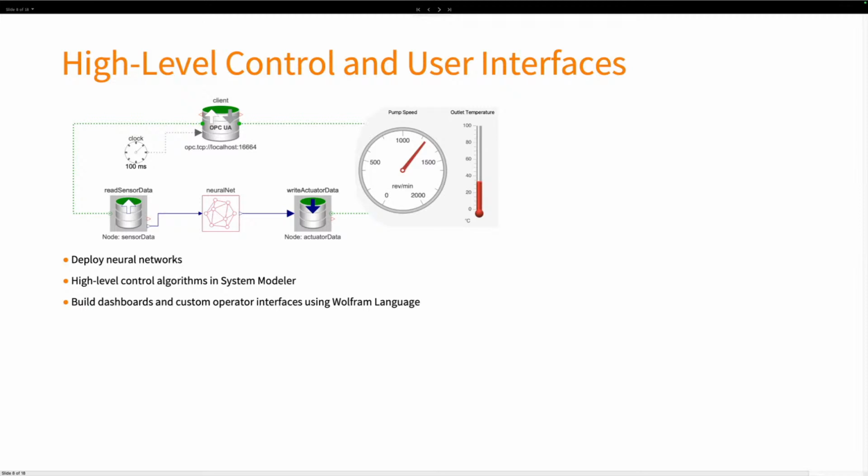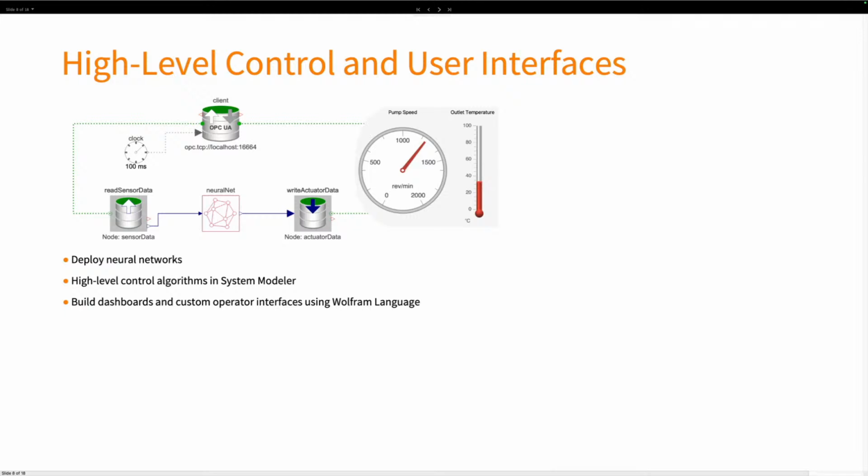Another option is to build dashboards and custom operator interfaces using Wolfram Language. This can be extremely useful, for example, in lab settings where we might do a wide variety of different experiments using the same equipment. Then you can build tailor-made control panels that are targeted to the needs for operating and monitoring your specific experiment.